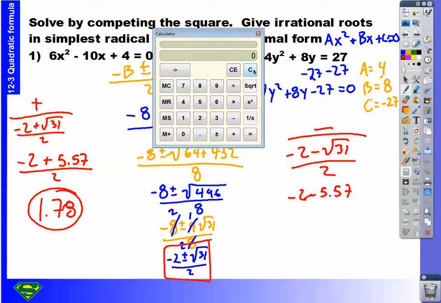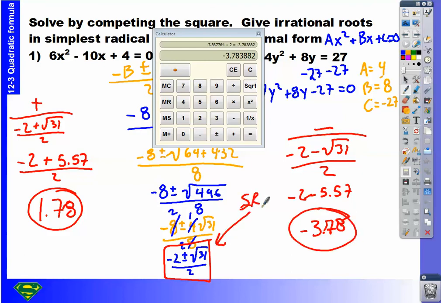On the other one, we have the square root of 31, and we'll divide that by 2. And so we have negative 3.78. So we have two forms of the answer. We have the simplest radical form, and we have the decimal equivalence here.